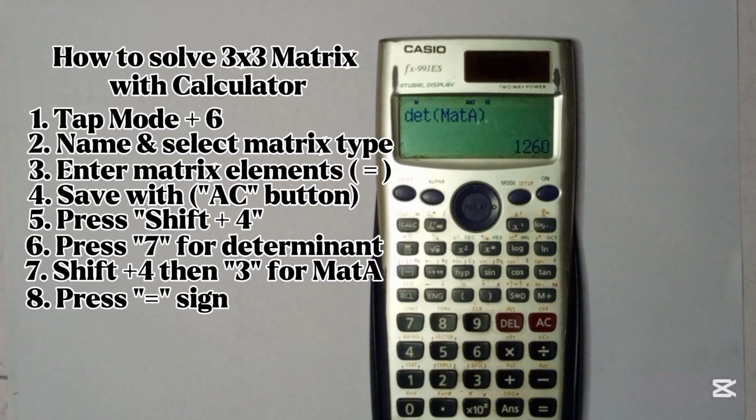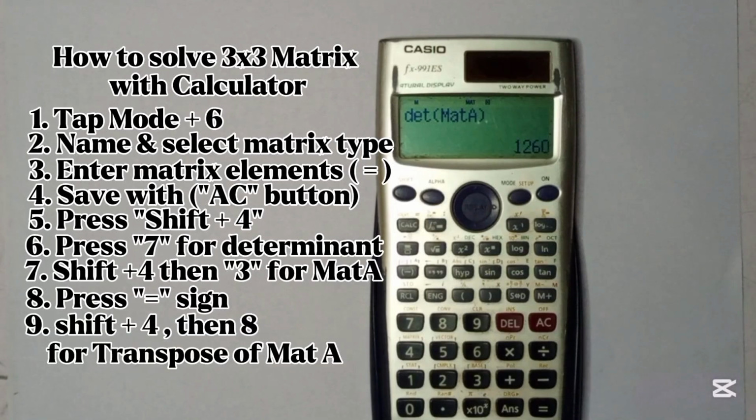If I also want to get the value for the transpose of this matrix, all I do is go back to the options and select 8, which is for transpose. Now to put in the matrix, I do shift mat again. Now I can put my matrix in this bracket and I can get the transpose of that matrix. I have to find this value. See you in the next one.